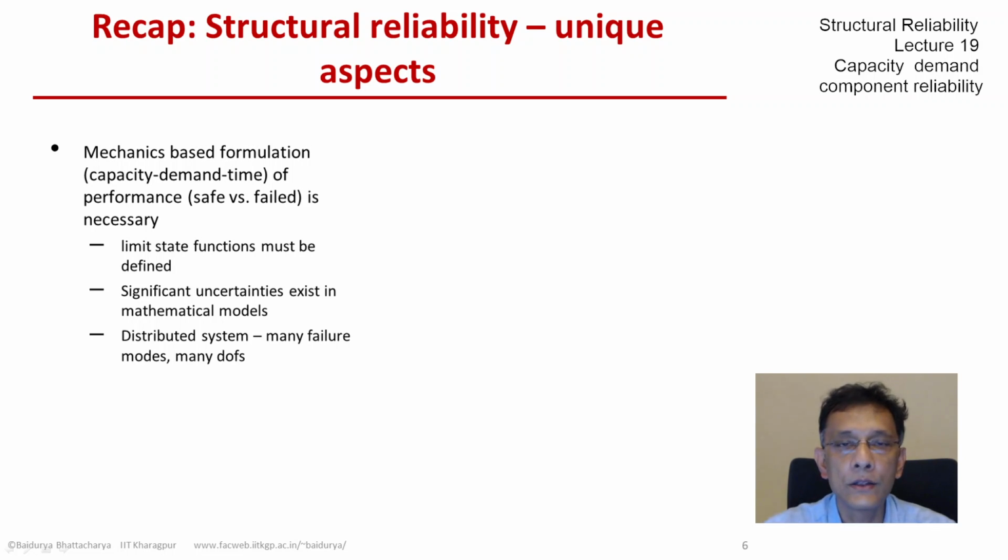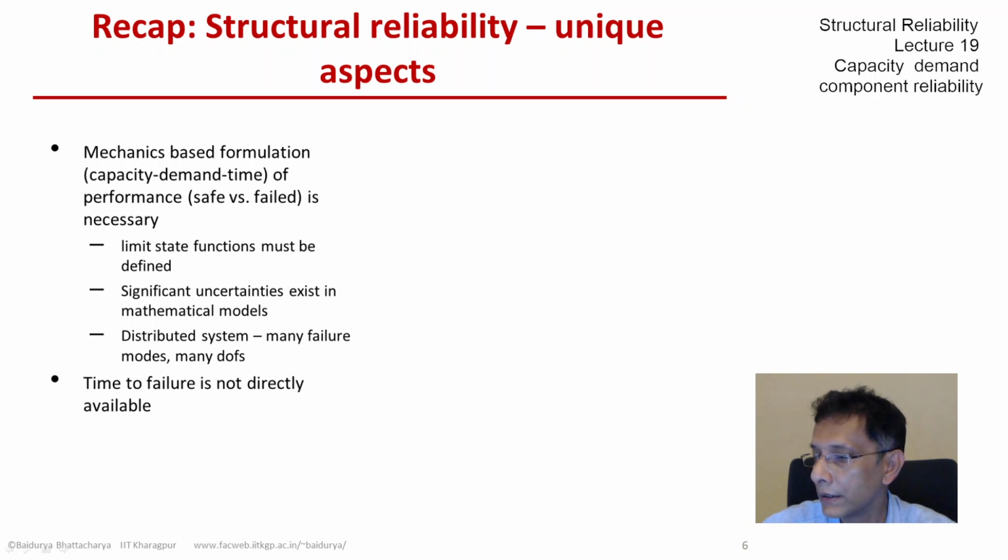It's also true that uncertainties exist in our mechanics model, so we have to be aware of that. The systems are distributed in nature, our structural systems. There are many failure modes, many degrees of freedom. The time to failure, as we saw in the previous slide, is not directly available. We cannot have identical structures loaded to failure, many of them. We don't have that luxury. So the time to failure is not directly observable.